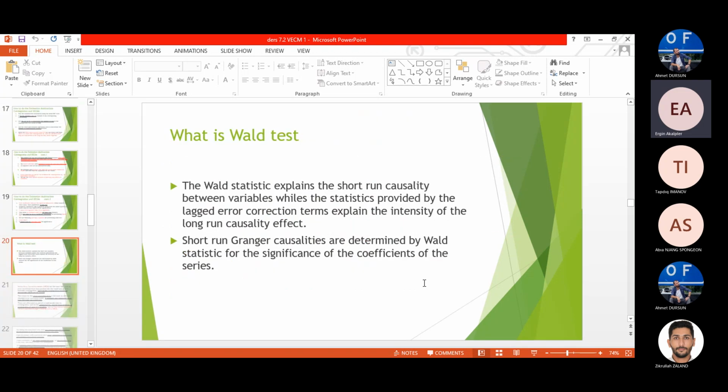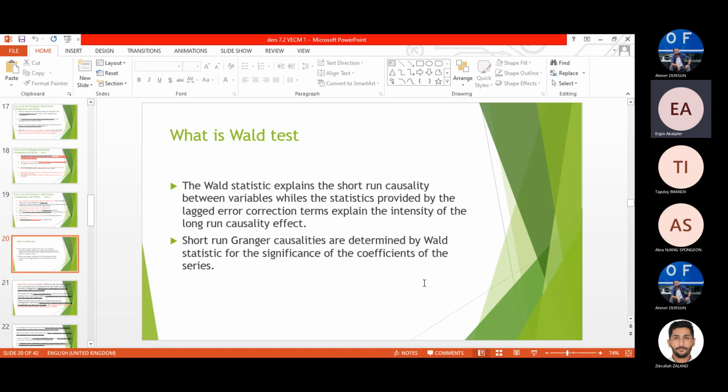What is the Wald test? The Wald test statistic explains the short-run causality between variables, while the statistics provided by the lagged error correction terms explain the intensity of the long-run causality effects. Short-run Granger causality is determined by the Wald test statistics for the significance of the coefficients of the series.